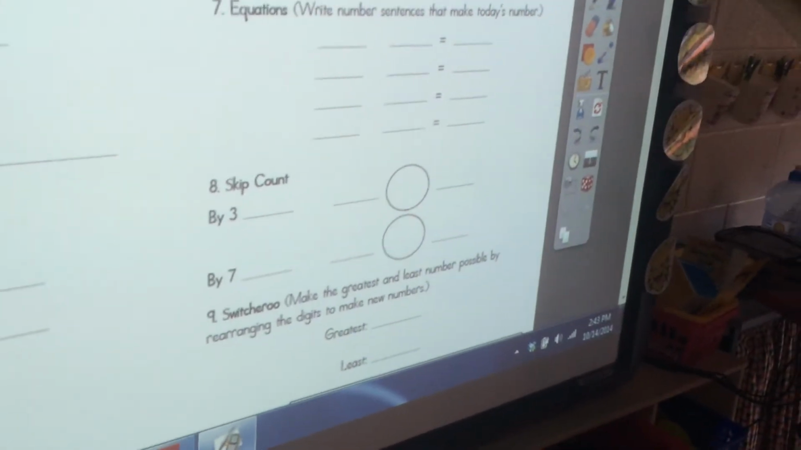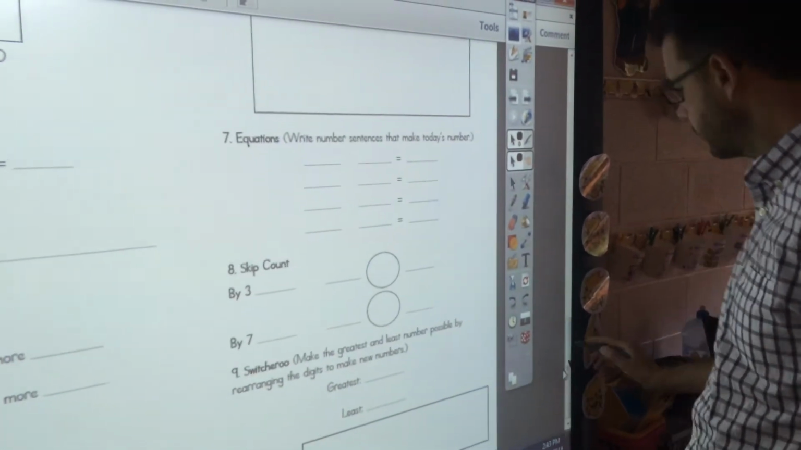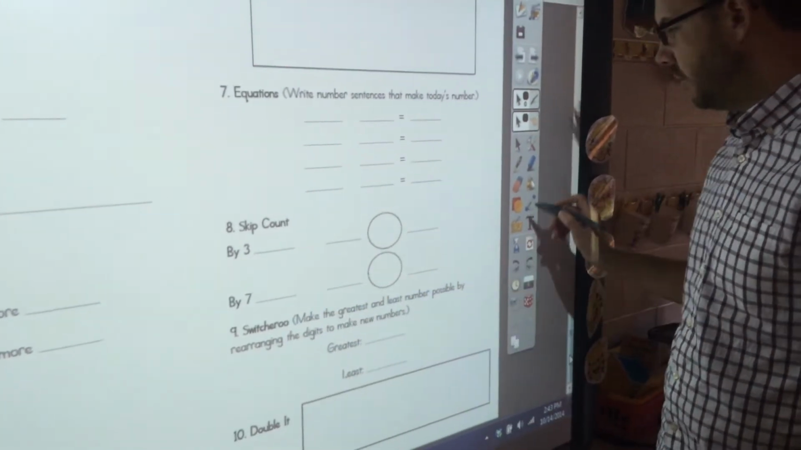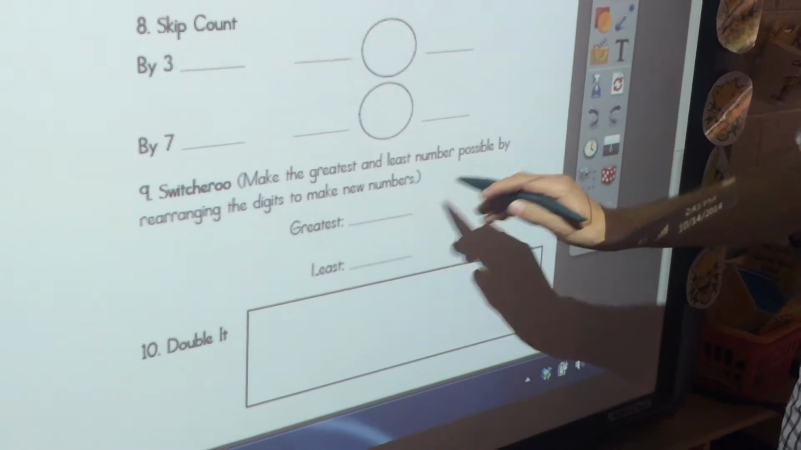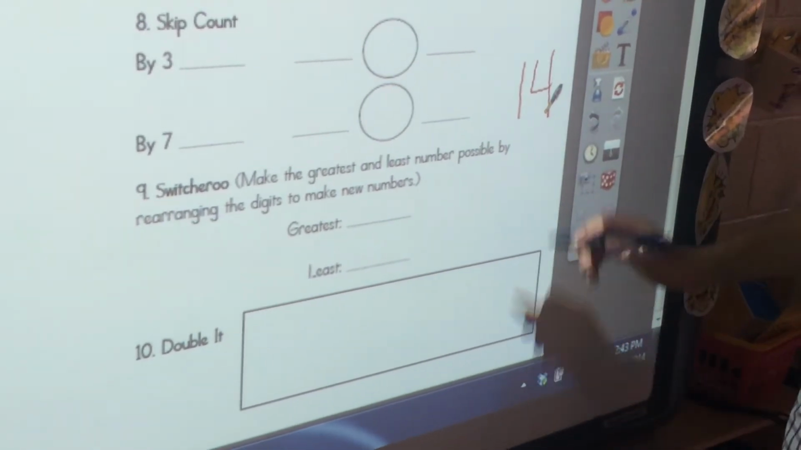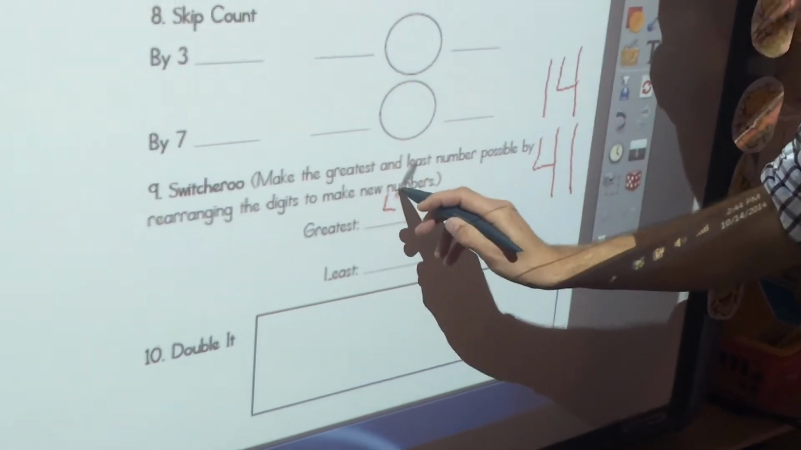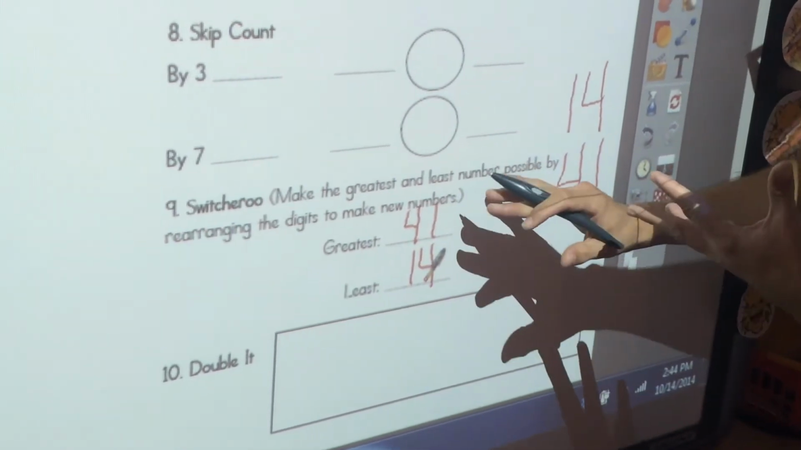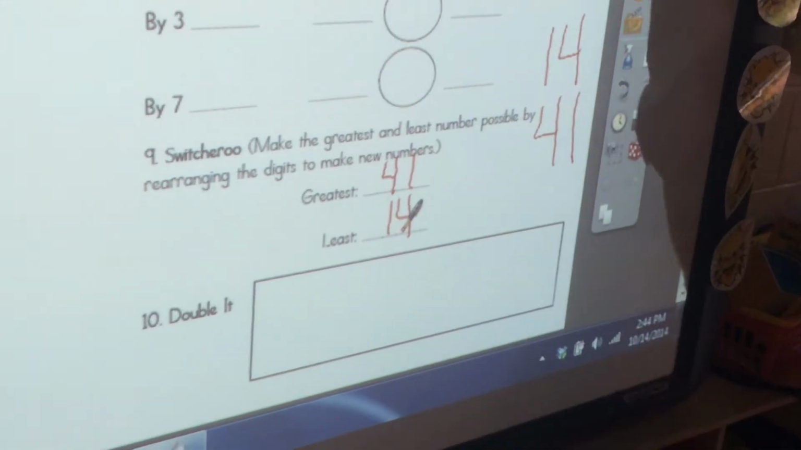Let's scroll on down to the bottom of the page here, number 9 and number 10. Number 9 says switcheroo. Make the greatest and least number possible by rearranging the digits to make new numbers. Well, if we have 14, there's only one other number that we can make by rearranging the digits, and that's 41. So 41 is the greatest, 14 is the least. This will change once we start having numbers into the hundreds place, so you'll have the extra digit.